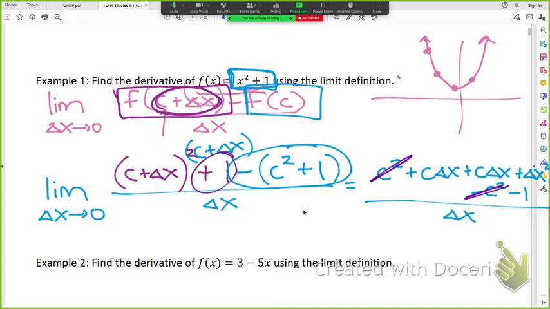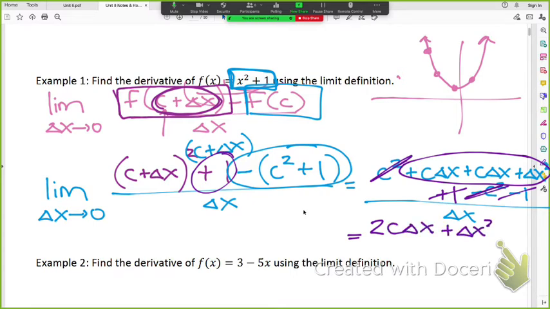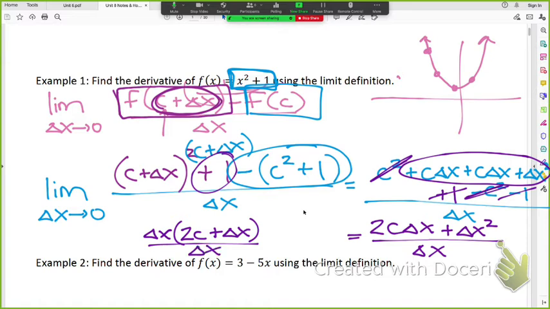Oh, I also lost that plus 1. Did anyone catch that with me? I lost my plus 1 there. What else cancels? The ones cancel. And then you can combine the c delta x. I can combine this. That would be 2c delta x. And then I can take out a delta x. So if I factor out a delta x, I'm left with 2c plus delta x over delta x. Cancel the delta x.